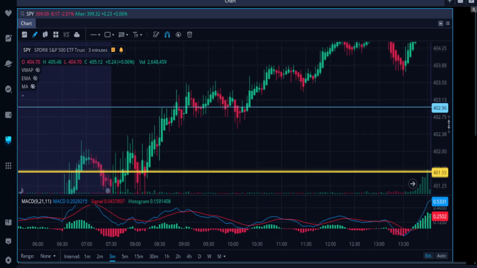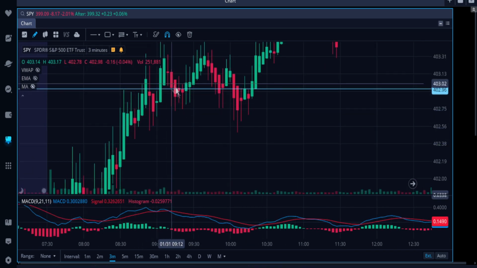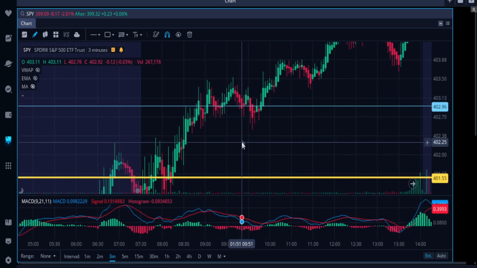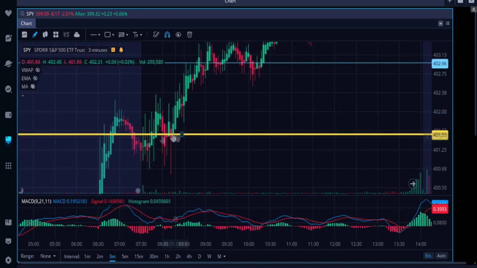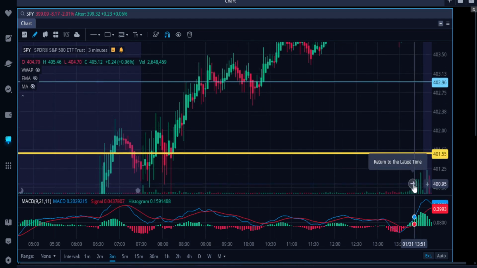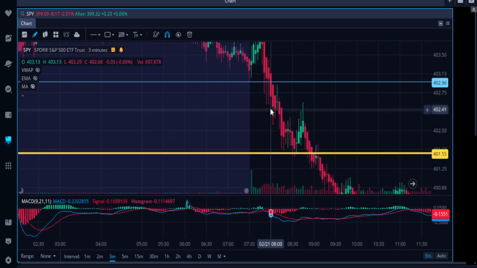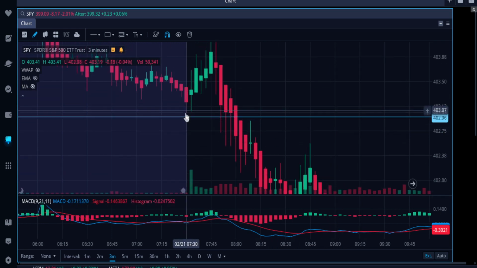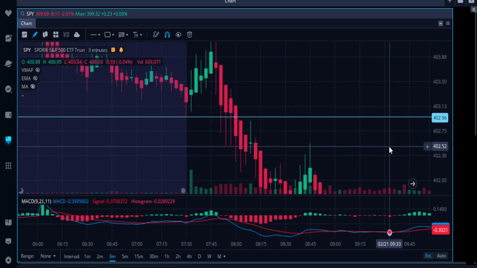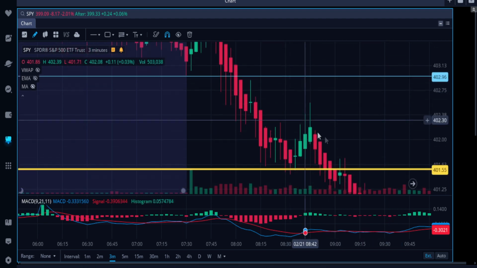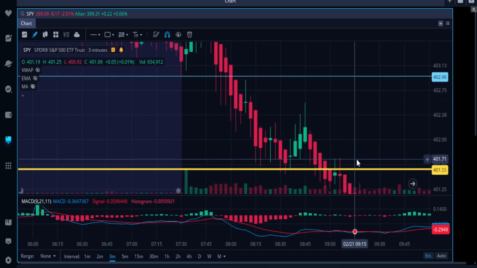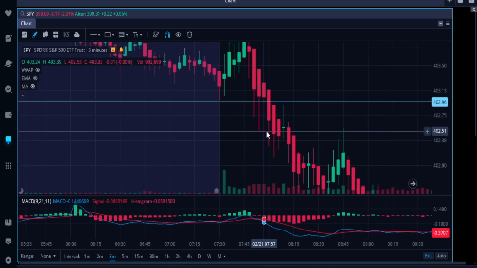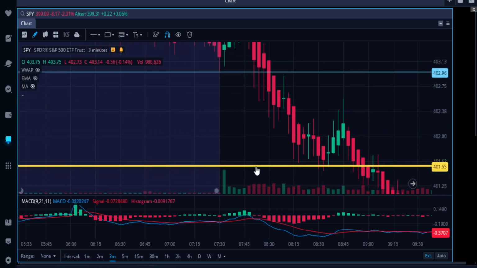I did notice this little area right here. There were a lot of wicks that were left here, but I didn't see it as anything very significant. The significant level I saw was this right here. Let's go ahead and fast forward to today. Alright, you see that our breakout level is the pre-market low here around that 402.96 area. Our target is set for 401.55.